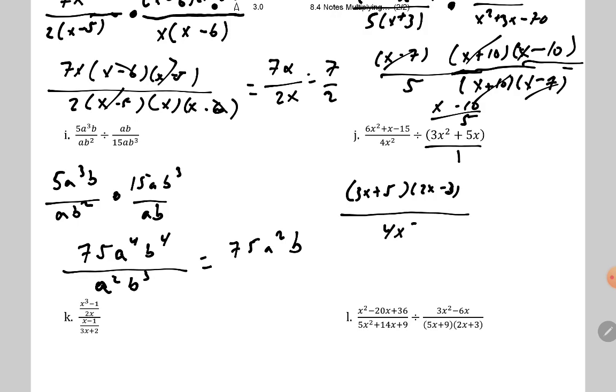Divided by 4x squared. Multiplying 1 over, and then 3x squared plus 5x. You can take out an x and get 3x plus 5. Cancel out. And we'll get 2x minus 3 over 4x squared. And that's all we can do.